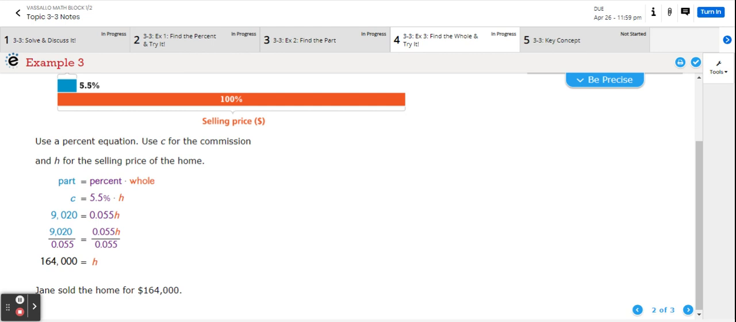It's technically not a decimal right now. It's a decimal percent. So we still have to go to the left. And then in this case, we do have to do inverse operations because we want this H to be alone. So we're going to divide on both sides, and you're going to see that the total sale of the home, or the total price of the home, was $164,000.